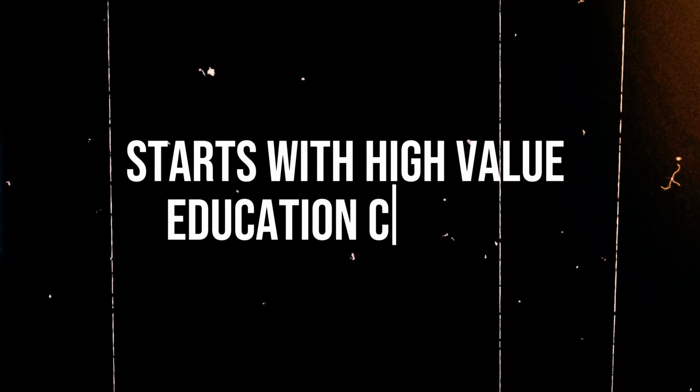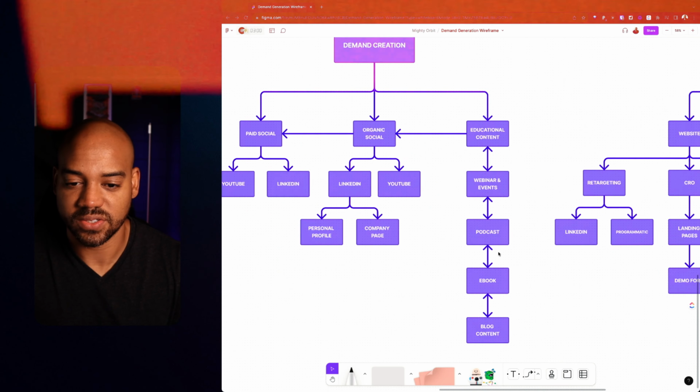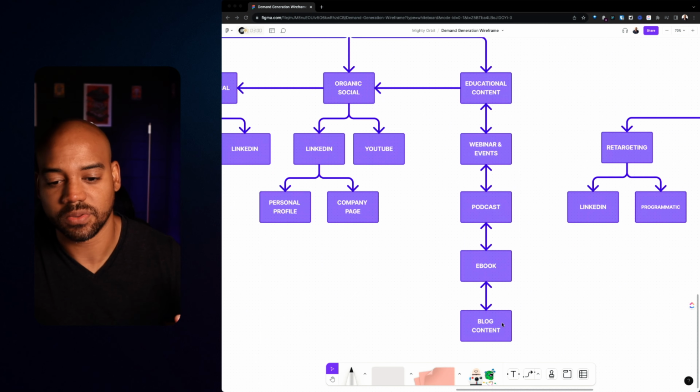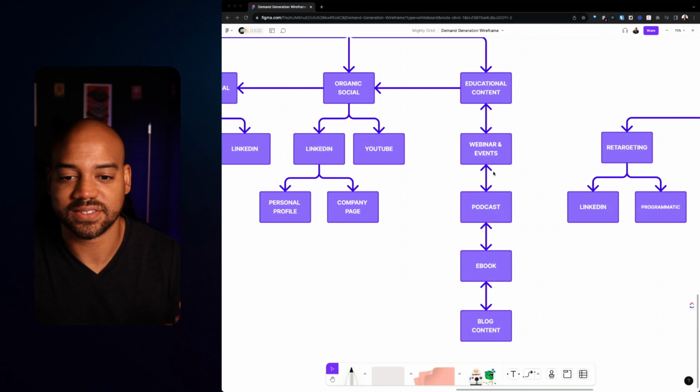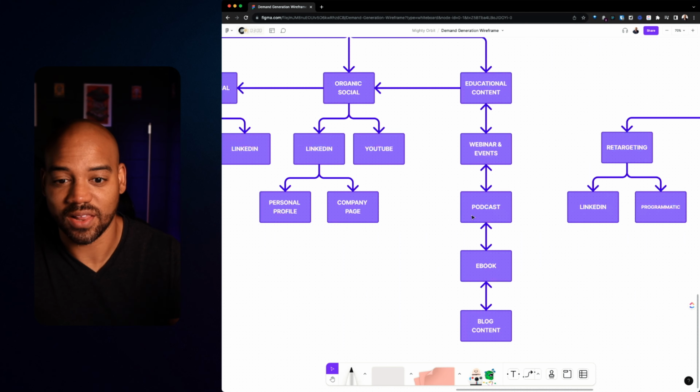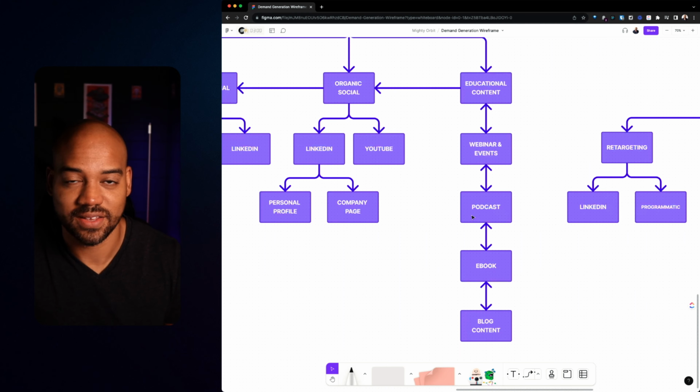We think that all really starts with great educational, high value content. You can see how all of these flow into each other, but it's everything from your blog content, your ebook, your podcast, your webinars, all forming a great library of resources that you can use to educate your market. We're really big fans of things like podcasts because they can help solve a lot of these buckets in one shot. You can take one long form piece of content and then splice and dice it. Which takes us to our next section, which is all about organic social.